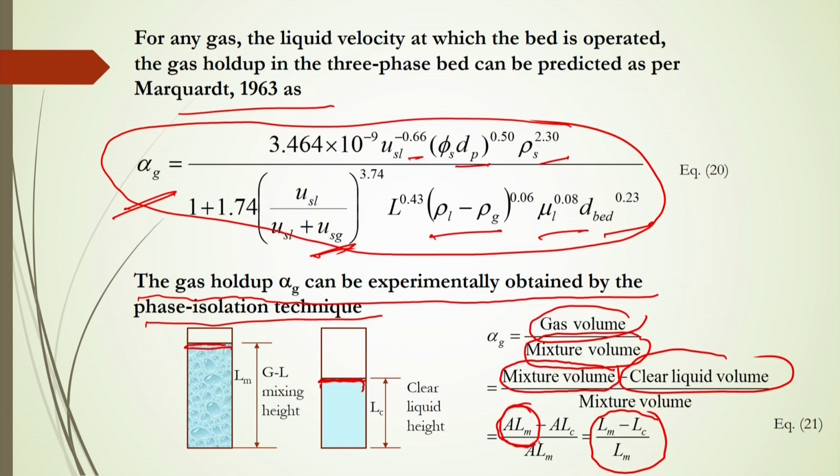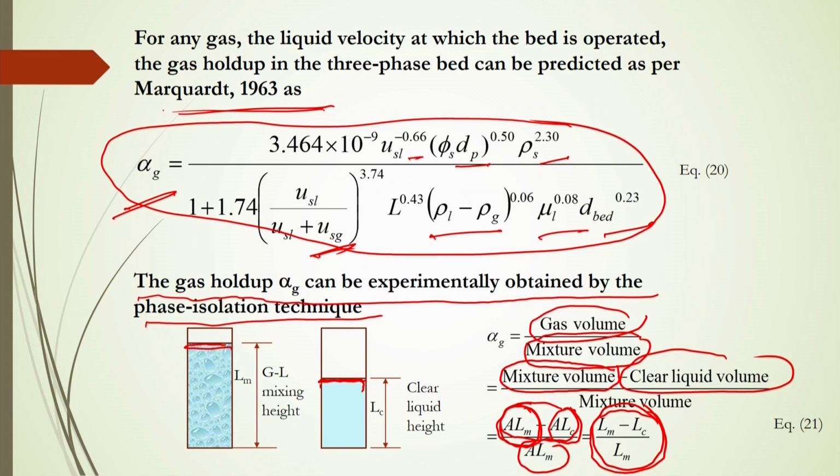So, this is the volume of bed at the minimum fluidization condition, and this A L c is the volume after degassing all the gases in the gas liquid solid fluidized bed. And if you subtract this, then you will get the total gas volume occupied in the gas liquid solid fluidized bed. And this A L m is the total volume of gas liquid solid mixture at the minimum fluidization condition. So, from which you can calculate the gas hold up by this isolation technique. Otherwise, without doing an experiment, you can calculate this alpha g from this Marquardt equation.